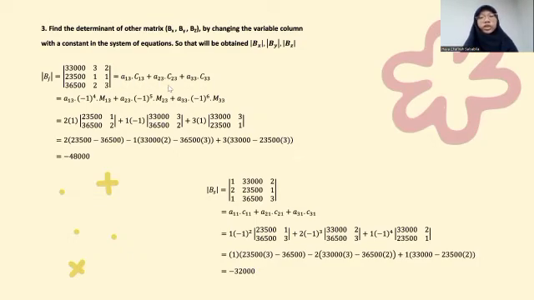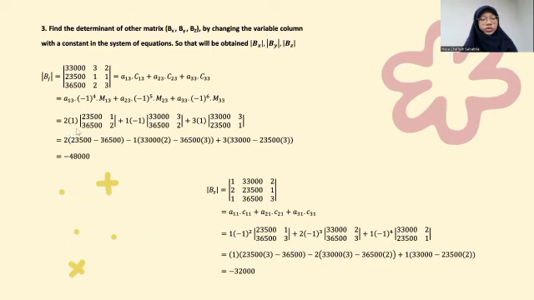Here we use the third column for the cofactor. So we have A13, and the minor is M13. For M13, we eliminate the first row and third column, so you get this matrix for the minor. For minor 2,3, we eliminate the second row and third column, and for minor 3,3, the third row and third column. So we get the matrix like this.